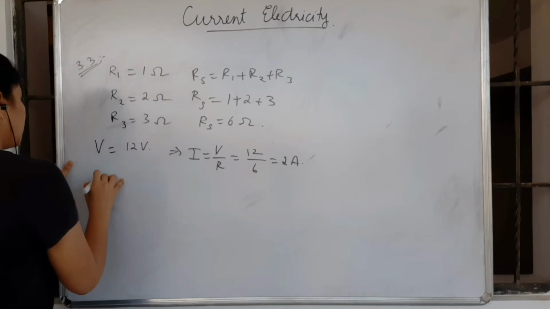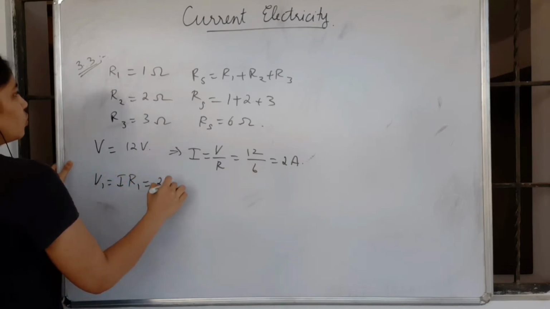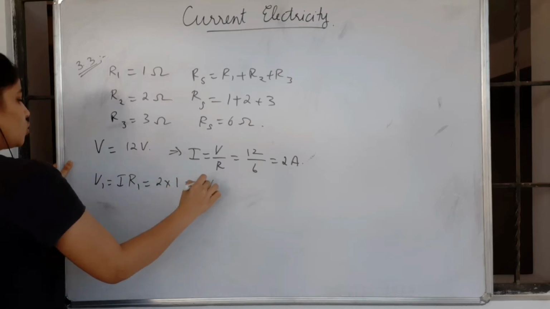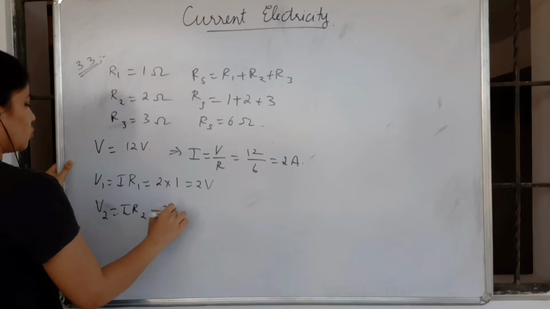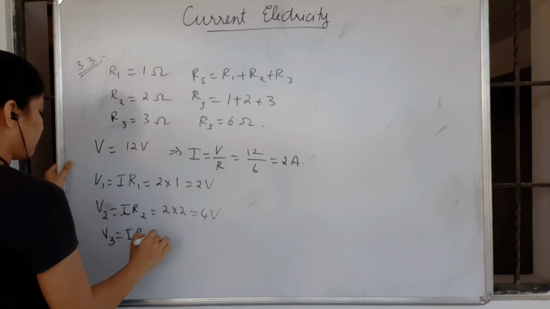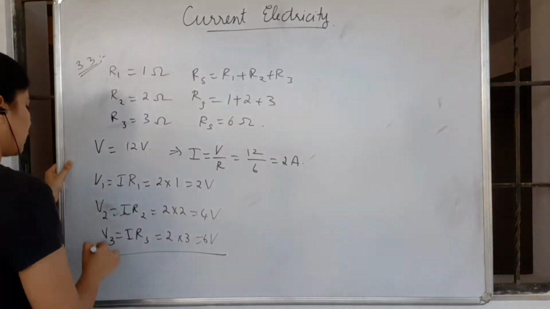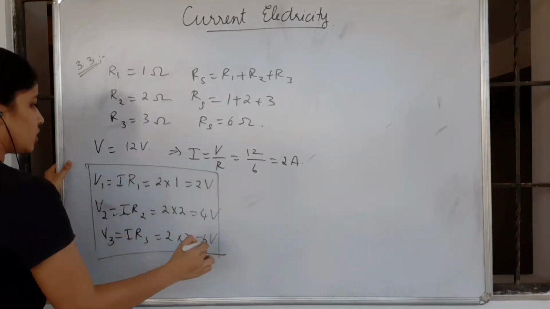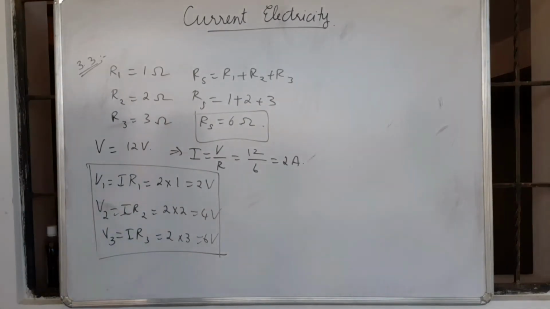Therefore, what is V1? V1 will be I into R1. So I is 2 into 1, so 2 volt. V2 is equal to I into R2, that is 2 into 2, which is equal to 4 volt, and V3 is equal to I into R3, that is 2 into 3, 6 volt. So that is the answer: the voltage drop across each resistor and the equivalent resistance Rs.